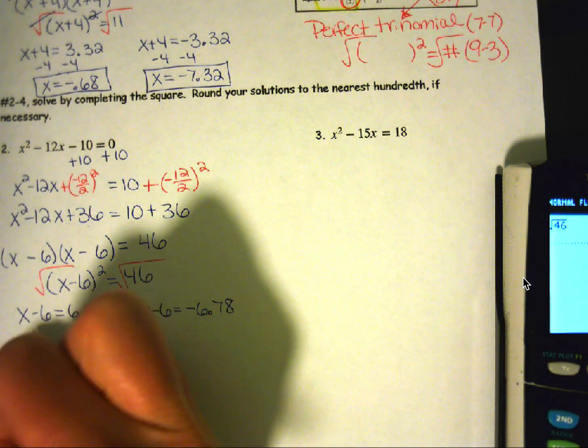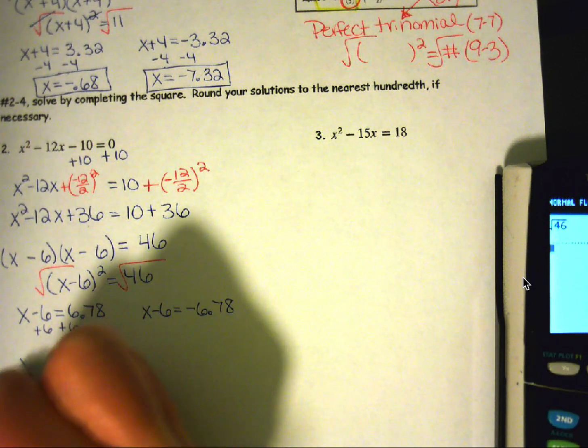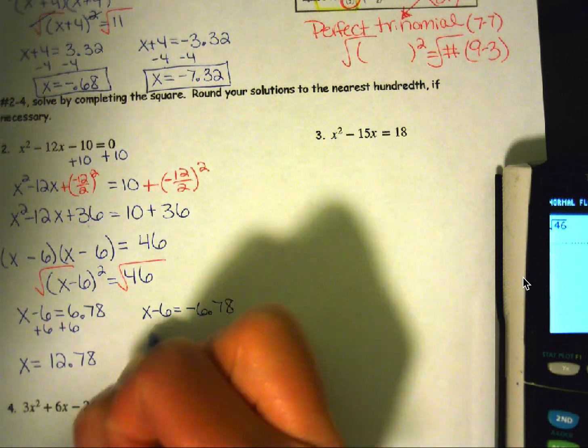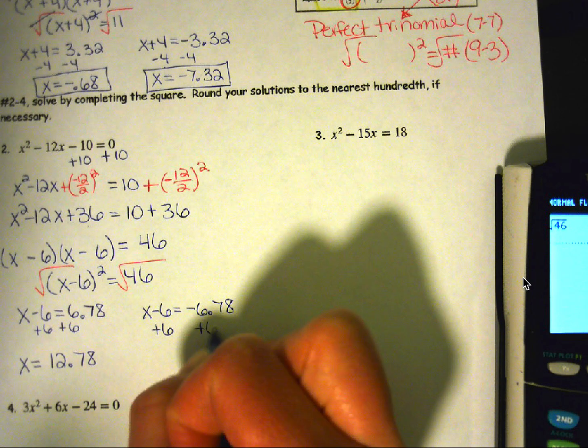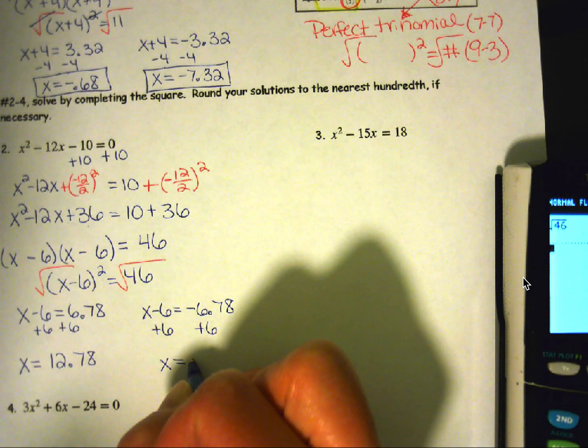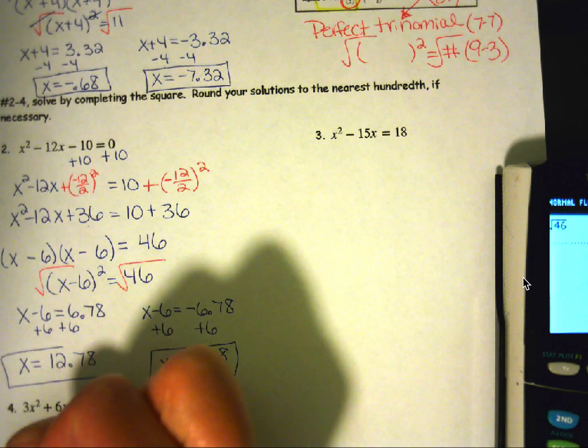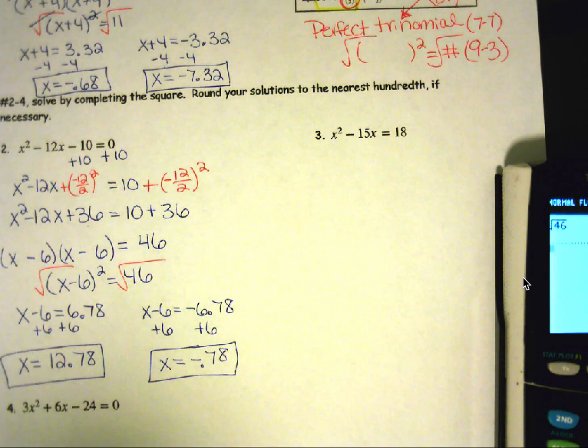And then we're going to add the 6. So we get about 12.78. We got a little bit of rounding in there, but that's okay. And then we're going to add 6, and we get about negative 0.78. And there are our two solutions. And that's the same numbers that we saw in Desmos, okay?